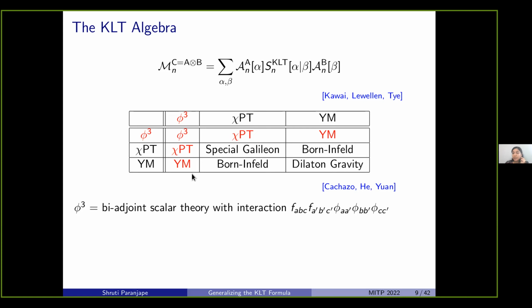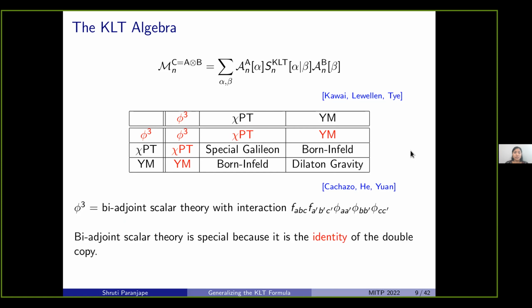Now, you'll notice that this theory over here, phi cubed, which is the cubic bi-adjoint scalar theory, is a theory with this interaction. So these scalars are bi-adjoint in that they carry two color indices, both adjoint, and it's a cubic interaction, and they're massless. So clearly the bi-adjoint scalar theory acts as an identity in this KLT algebra, and I use the word algebra rather loosely. I basically mean this set of multiplicative relations. Okay, so the bi-adjoint scalar theory is special because it's the identity of the double copy.